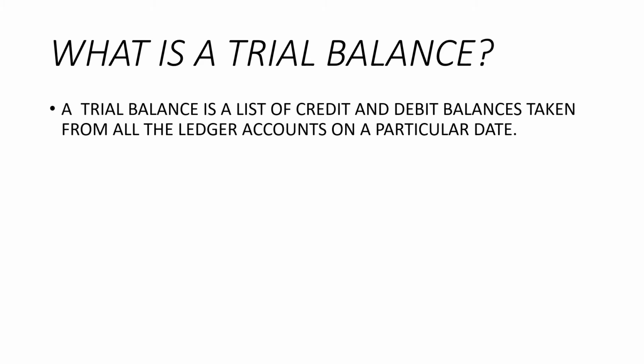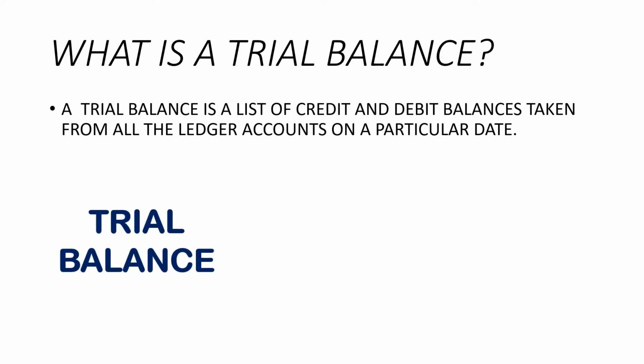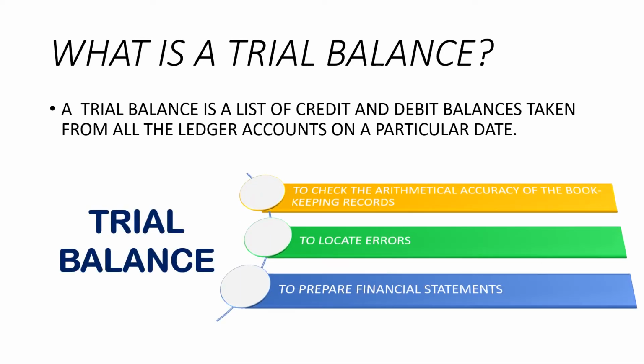What is a trial balance? A trial balance is a list of credit and debit balances taken from all the ledger accounts on a particular date. The trial balance is used to check the arithmetical accuracy of the bookkeeping records, to locate errors, and to prepare financial statements. Where do we get the information that is recorded in a trial balance?